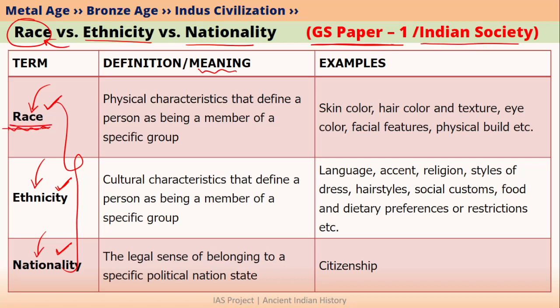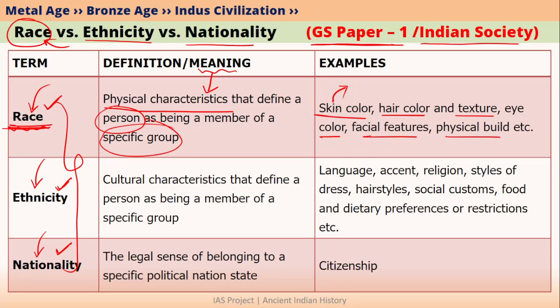So what is race? Race is nothing but all those physical characteristics by which you can define a person or put that person in a specific group. So this is basically the meaning of the word race. If you want examples: skin color, hair color, texture of the skin, eye color, facial features, physical build, all these aspects are basically elements of race.